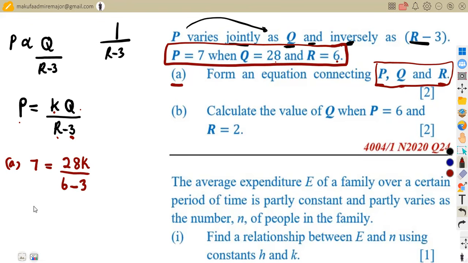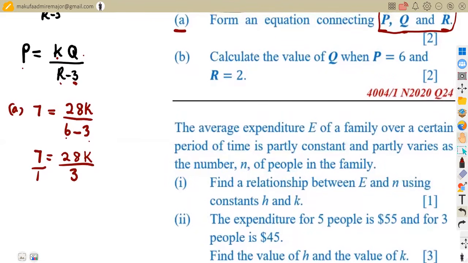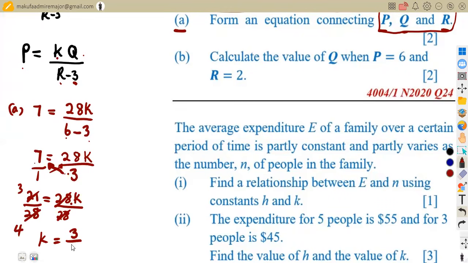So we can simplify here. This is 7 is equal to 28K over 6 minus 3, which is going to give us a 3. So we can cross multiply in this case so that we determine the value of K. So if we cross multiply here, we are going to obtain what? 3 times 7, that is going to be 21. 1 times 28, which is going to be 28K. Since you are multiplying here, you can divide by 28 to remove the 28. That means our K at the end is going to be, by 7 here, that will be a 3, by 7 here, that will be a 4. So meaning to say our K is 3 over 4 in this case.